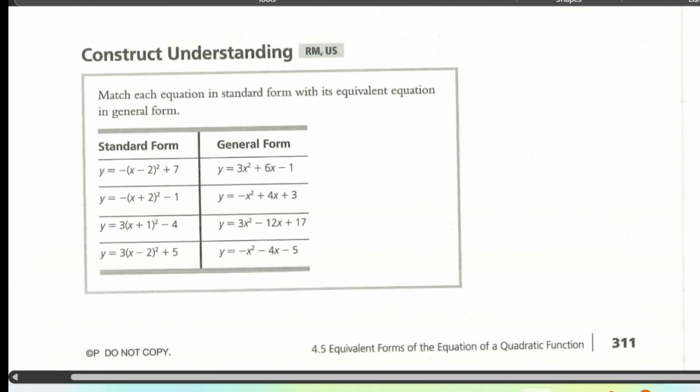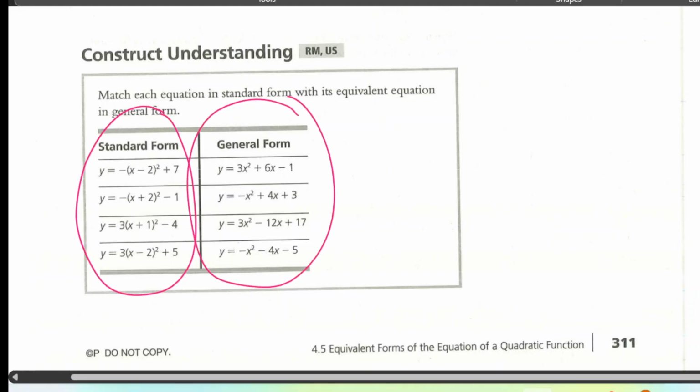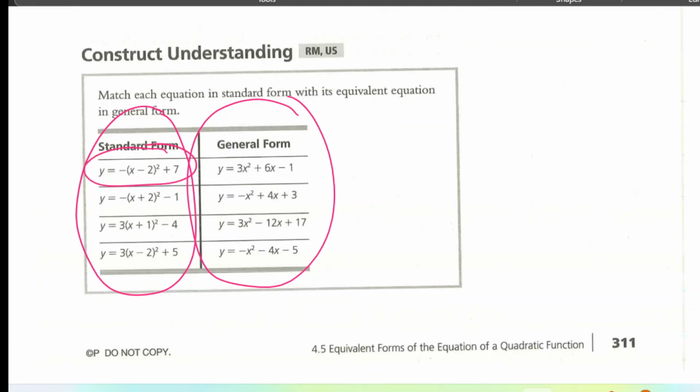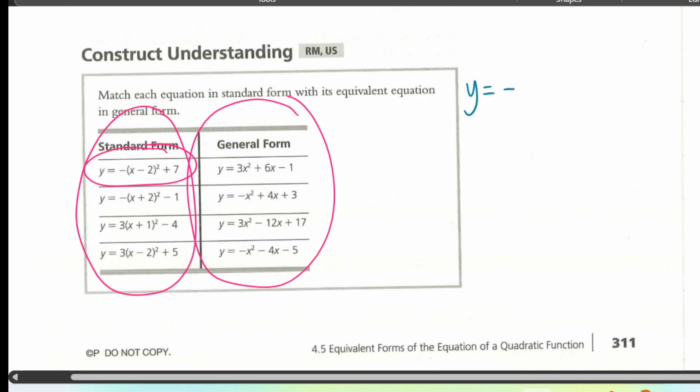Here are some standard form equations listed here, and then some general form equations listed here. I'm just going to choose one of these, the first one, and show you how you would transform that into general form. So let's take this equation, y equals negative x minus 2 all squared plus 7. You would expand this. I like to write it out. The power of 2 means we are multiplying x minus 2 twice. So we are going to FOIL.